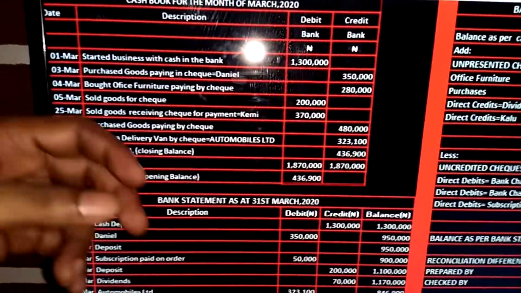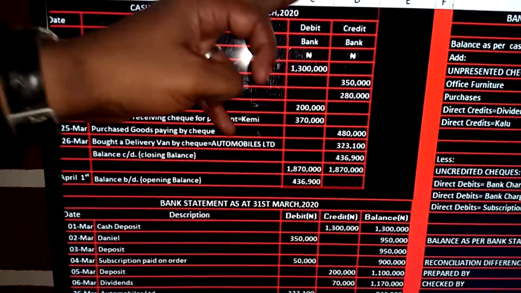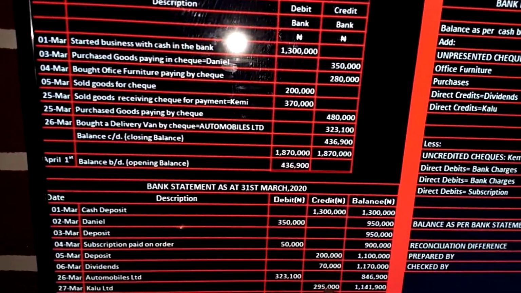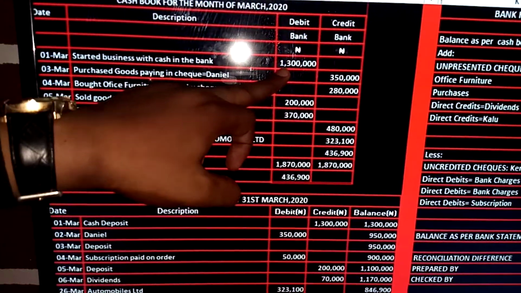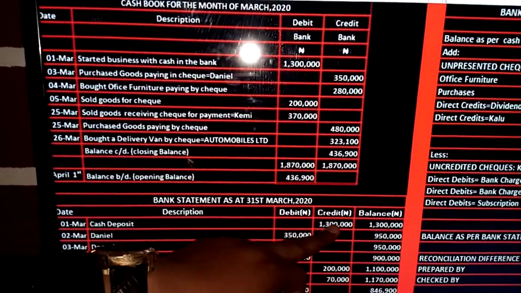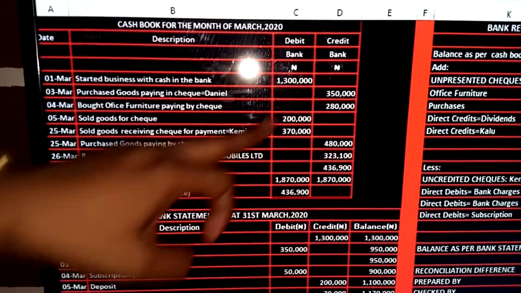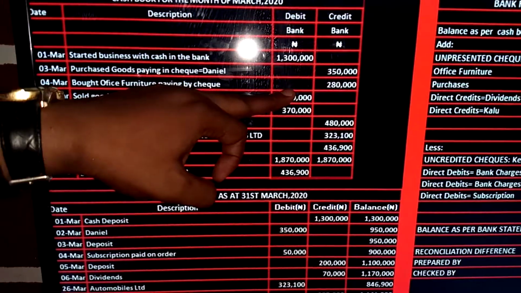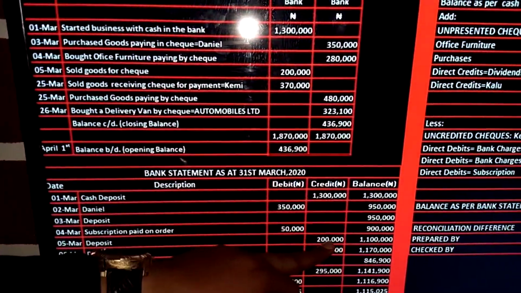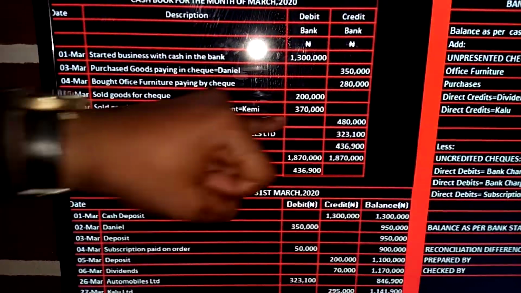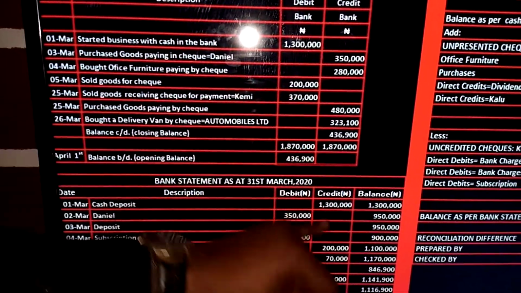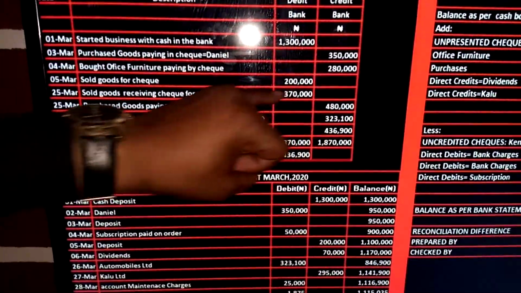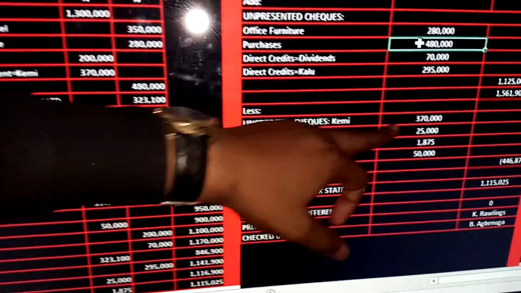So let's go. Debit of the cash book. Item in the debit of the cash book, not in the credit of the bank statement. So we have 1.3 in debit here. Is it here? Yes, it clears. 200,000 in the debit of the cash book. Is it here? Yes, it clears. So 370,000 in debit of the cash book. Is it in the credit of the bank statement? No. So we'll pick it as uncredited check.